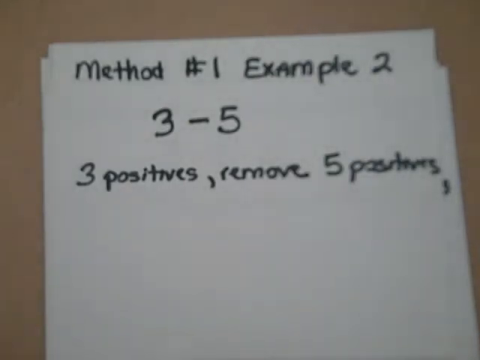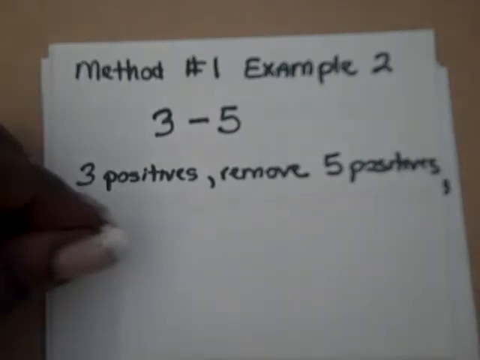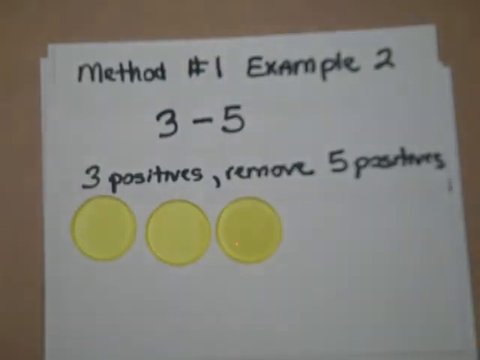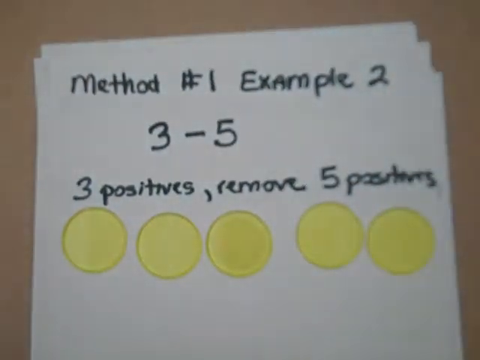Another problem, we have 3, positive 3, minus positive 5. Another way of reading the problem is 3 positives, remove 5 positives. So when you were modeling this problem, of course you're going to start by showing 3 positives. And from this 3, we must remove 5 positives. Well, as you can clearly see, we only have 3 positives. So in order to remove 5 positives, that means we're going to have to put in 2 additional positive symbols.